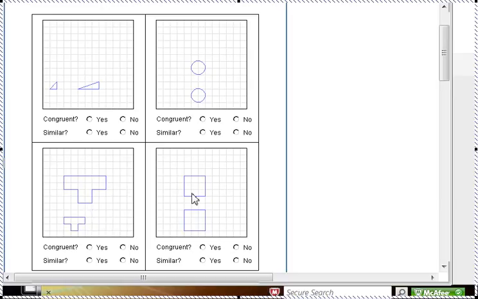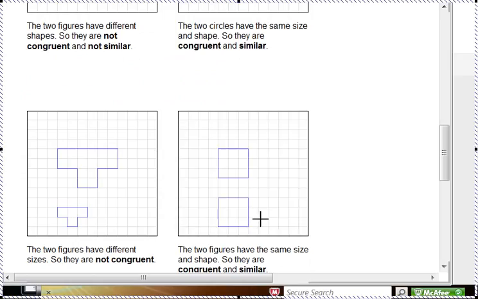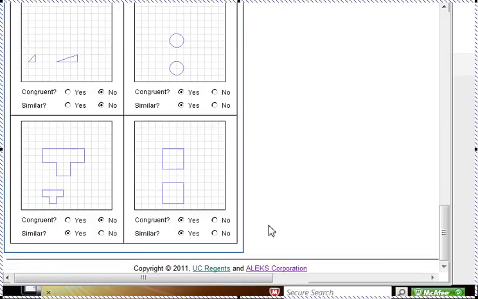And then the last, bottom right: is this congruent? Yes. Okay, let's see. Our answers are no and no. Oh, we got that right. Yes and yes. Good. Okay, not congruent, similar. Good. And yes and yes. Okay, cool. So you folks got the hang of this without me even really teaching you anything.